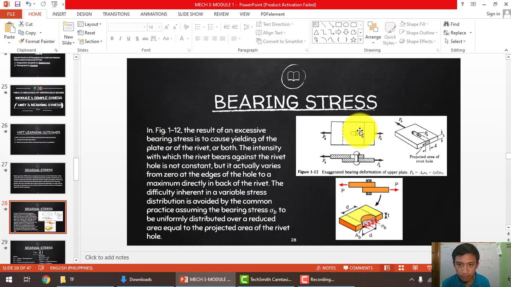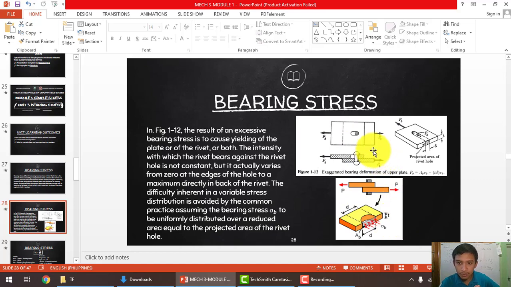Let's try to exaggerate. If I pull this plate and then pull the other plate on the other side, let's just focus on the top plate. What will be the exaggerated deformation is that there will be a space here. So the area in contact is only half of the rivet, isn't it? I will rotate that one just like this. This is a clearer picture of that.